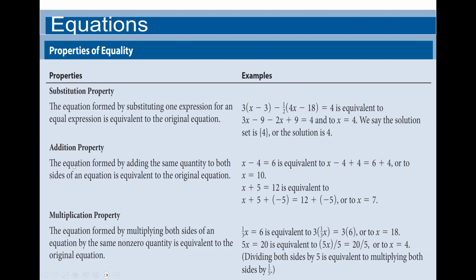Now, the addition property also says that an equation formed by adding the same quantity to both sides of an equation is equivalent to the original equation, which means, for example, we have x minus 4 equal to 6. Now, if I add 4 to the left side of the equal sign, and also add 4 to the right side of the equal sign, the equation is the same as the original equation. So here we have x minus 4 plus 4 equal to 6 plus 4. Now we use plus 4 on both sides of the equal sign, so the equation is the same as the original equation.